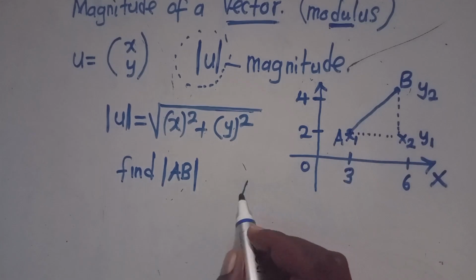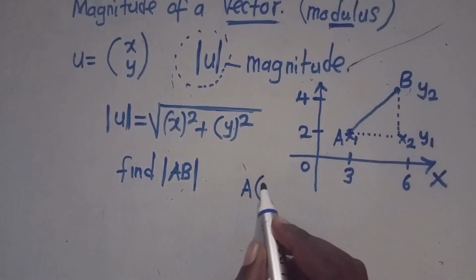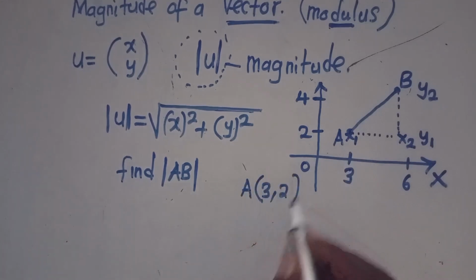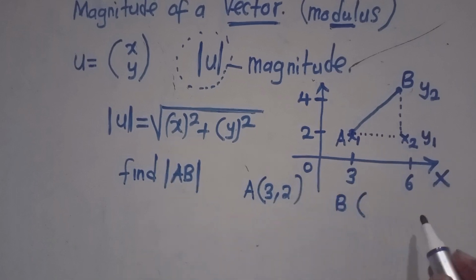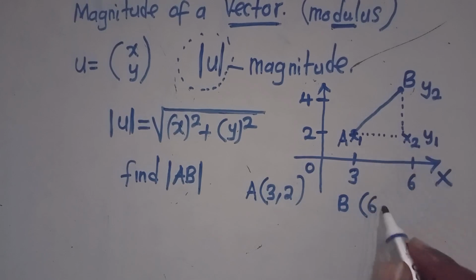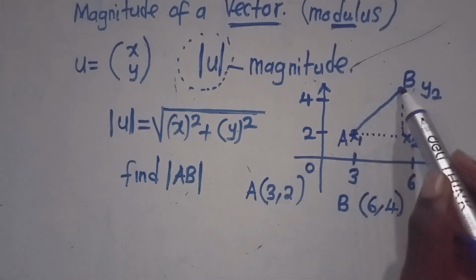So where you say A there, you know it is (3, 2). Then B, the coordinate for B on top there, it is what? It is (6, 4). Have you seen? You've got something like that. So this is a point that is there. This is the point that is there.